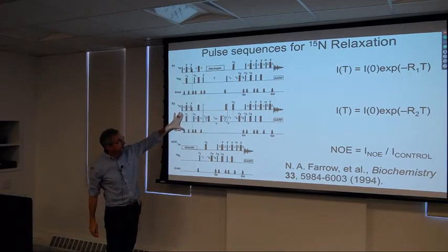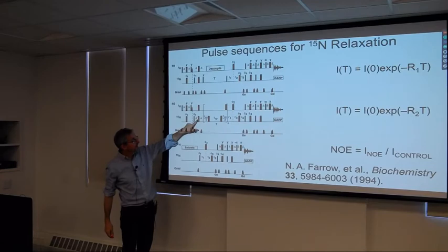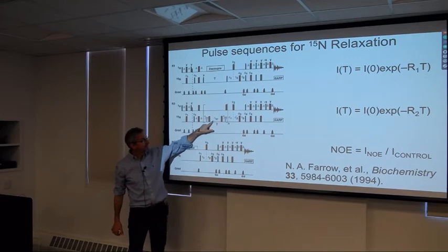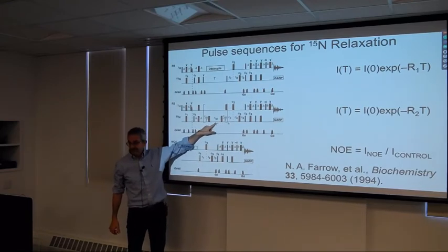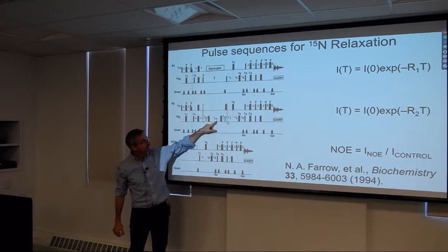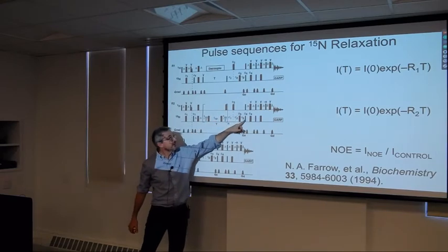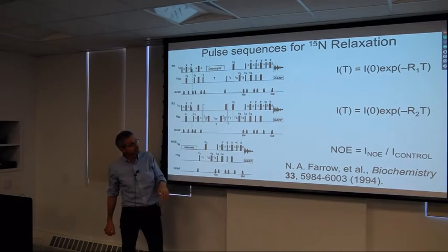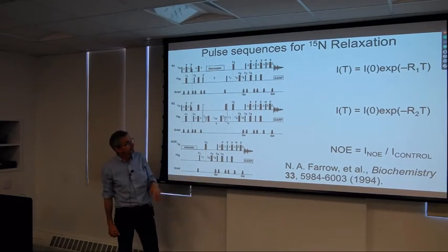In this sequence, at the end of the INEPT period, we have transverse nitrogen, and now here is a CPMG spin echo sequence. It's repeated some block of time, so this will lead to decay as well, and here's just an HSQC detection period. So here we just fit a single exponential with a rate constant R2.